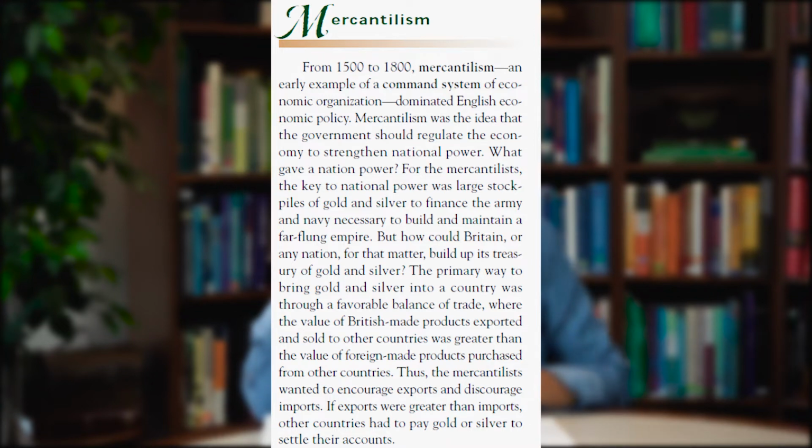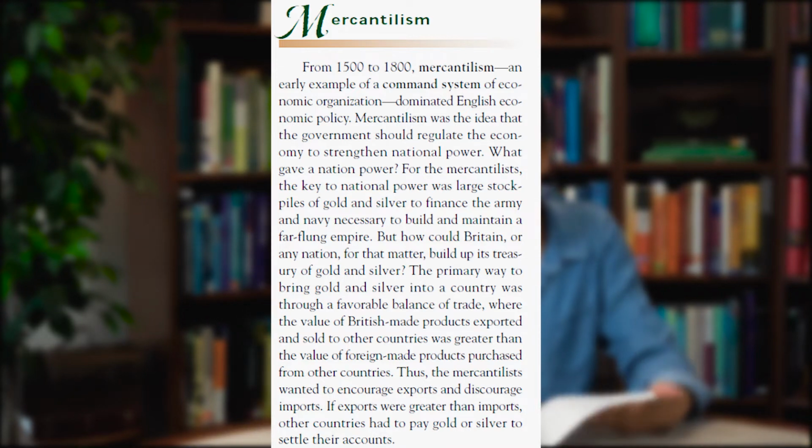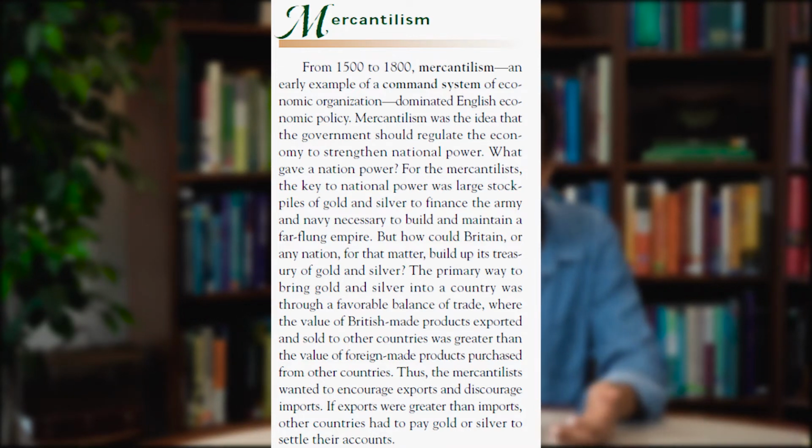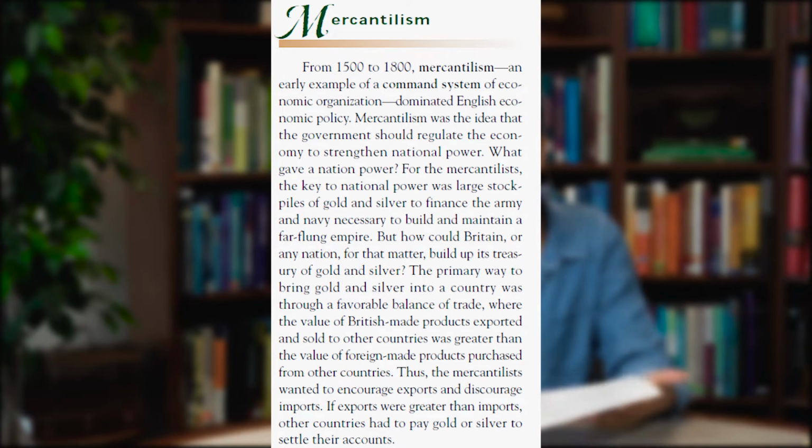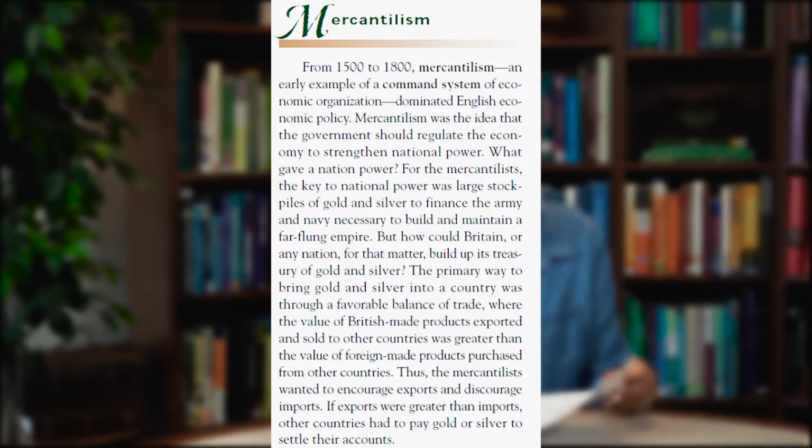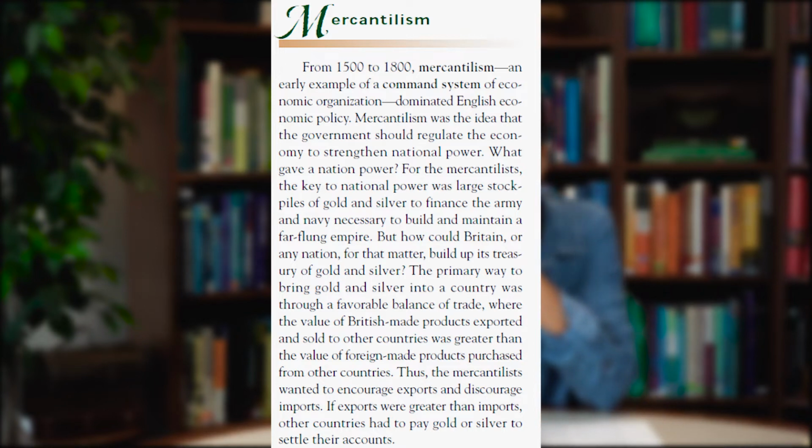From 1500 to 1800, mercantilism, an early example of a command system of economic organization, dominated English economic policy. Mercantilism was the idea that the government should regulate the economy to strengthen national power. What gave a nation power? For the mercantilists, the key to national power was large stockpiles of gold and silver to finance the army and navy necessary to build and maintain a far-flung empire.